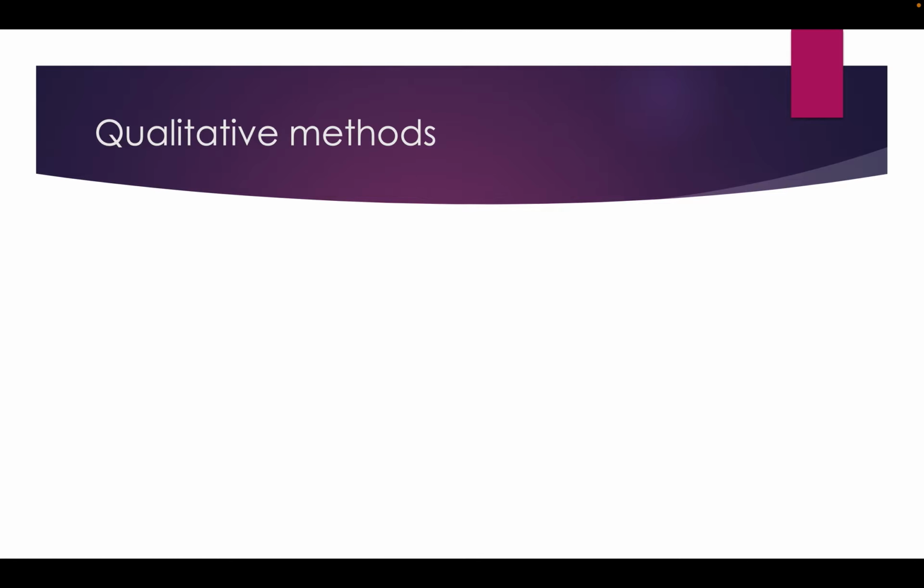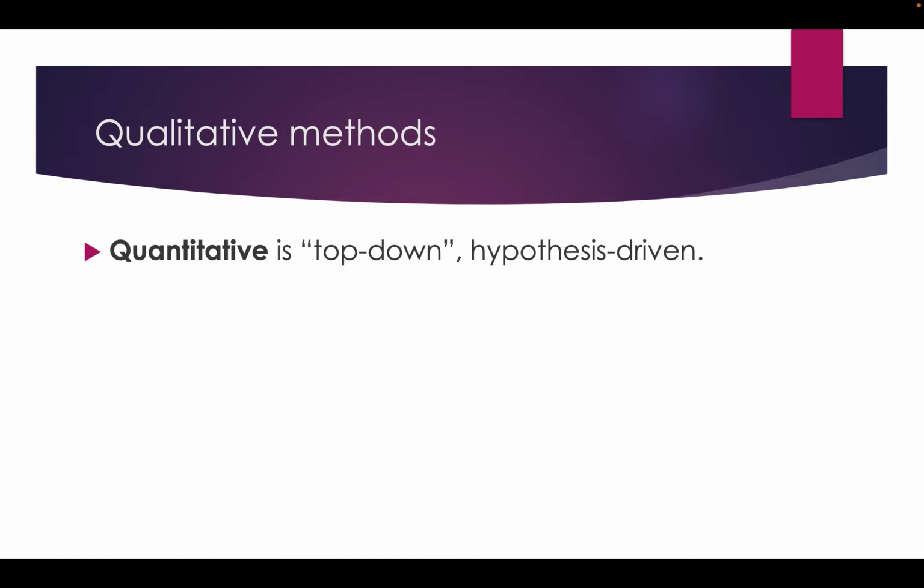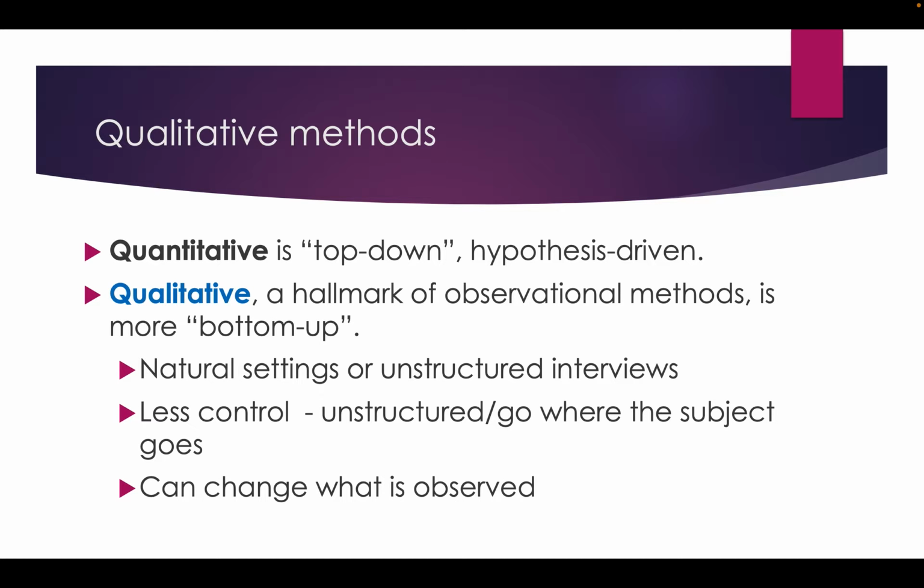Now we're going to talk about qualitative methods. So quantitative, on the other hand, is a more top-down, hypothesis-driven approach. Qualitative is a hallmark of observational methods. It's more bottom-up. So natural settings or unstructured interviews take place. There's less control. And this unstructured setup allows us to go where the subject goes, right? Take us where the research is leading, and we can change what's being observed.